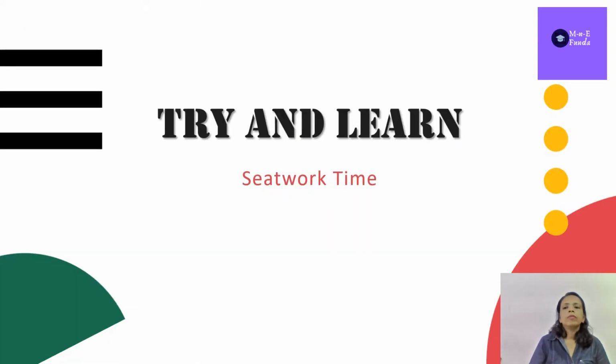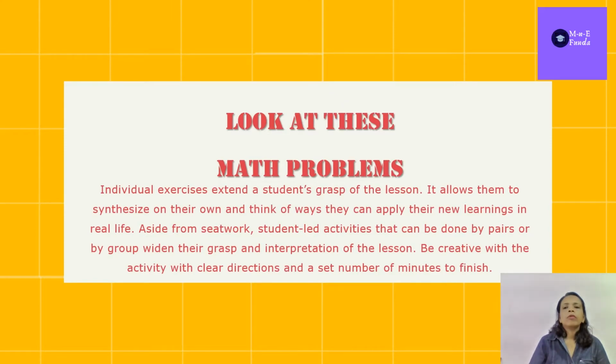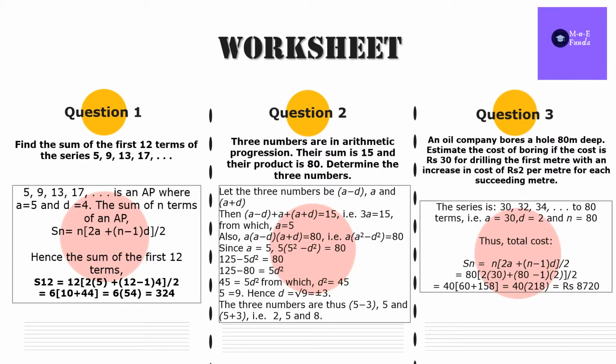Let's do some problems. Look at this math problem. Now student, it is time to solve some problems. Look at the first problem. Find the sum of the first 12 terms of the series 5, 9, 13, 17, and so on. Here we have to first observe the values given. Here the first number, that is a equal to 5, and there is a constant common difference between two successive terms, that is here d equal to 4.